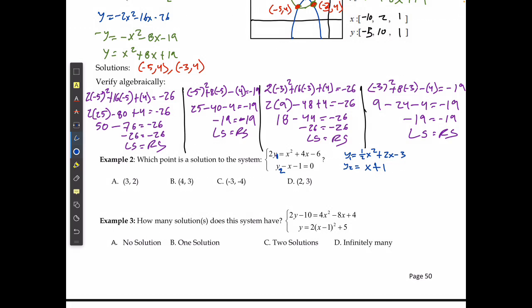When I graph it out and look for the points of intersection, I can see 2 of them. The one on the left, I get -4 and negative 3. And the one on the right, I get 2 and 3. D is the only one that matches.